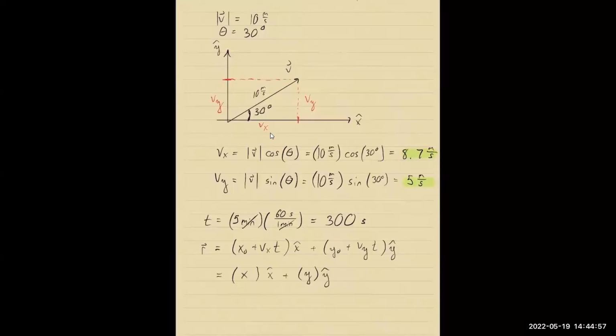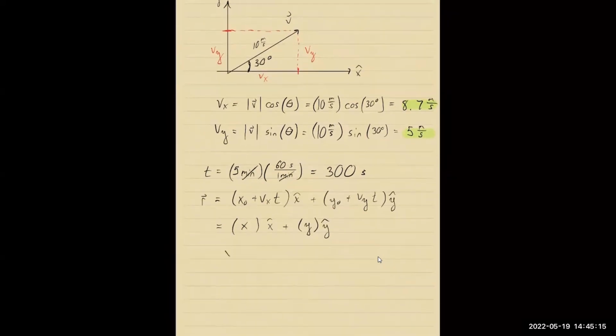So why do I bring this up? Because our final position in the x direction has to be equal to this first thing in parentheses, and our final position in the y direction is equal to this stuff in the second set of parentheses. So what we can do is say that x is equal to x naught plus vx times time. And we can also write that y is equal to y naught plus vy times time.